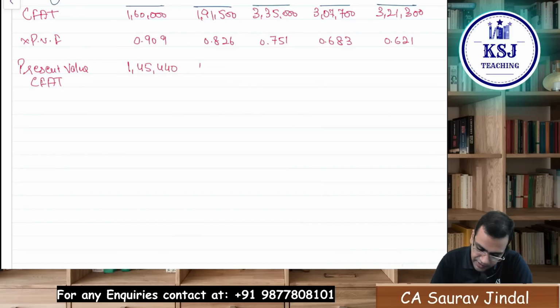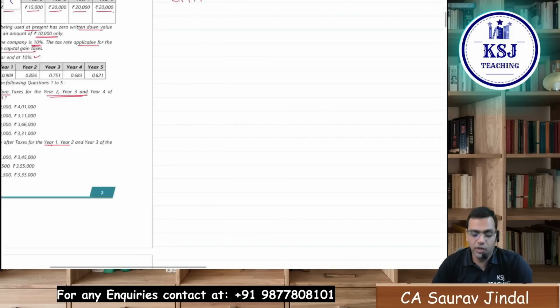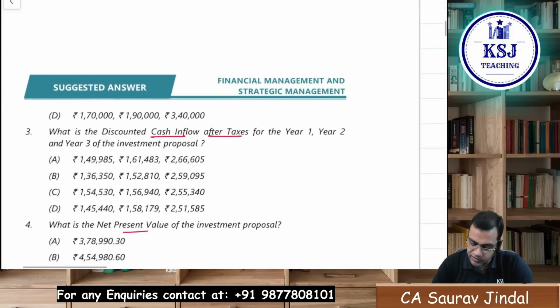We will get 1,45,440. Second, we will get 1,58,179. Third, we get 2,51,585. Fourth, we get 2,10,159. And the last one, 3,21,300 multiplied by 0.621, that comes to 1,99,527. I have taken the rounded off figures. Sir, can we take the rounded off figures in the examination? Absolutely, you can do it. And in that case, you will get the nearby values. Fine. Now they are asking for what? In the MCQ 3, they are asking for the discounted cash flows for year number 1, 2 and 3.